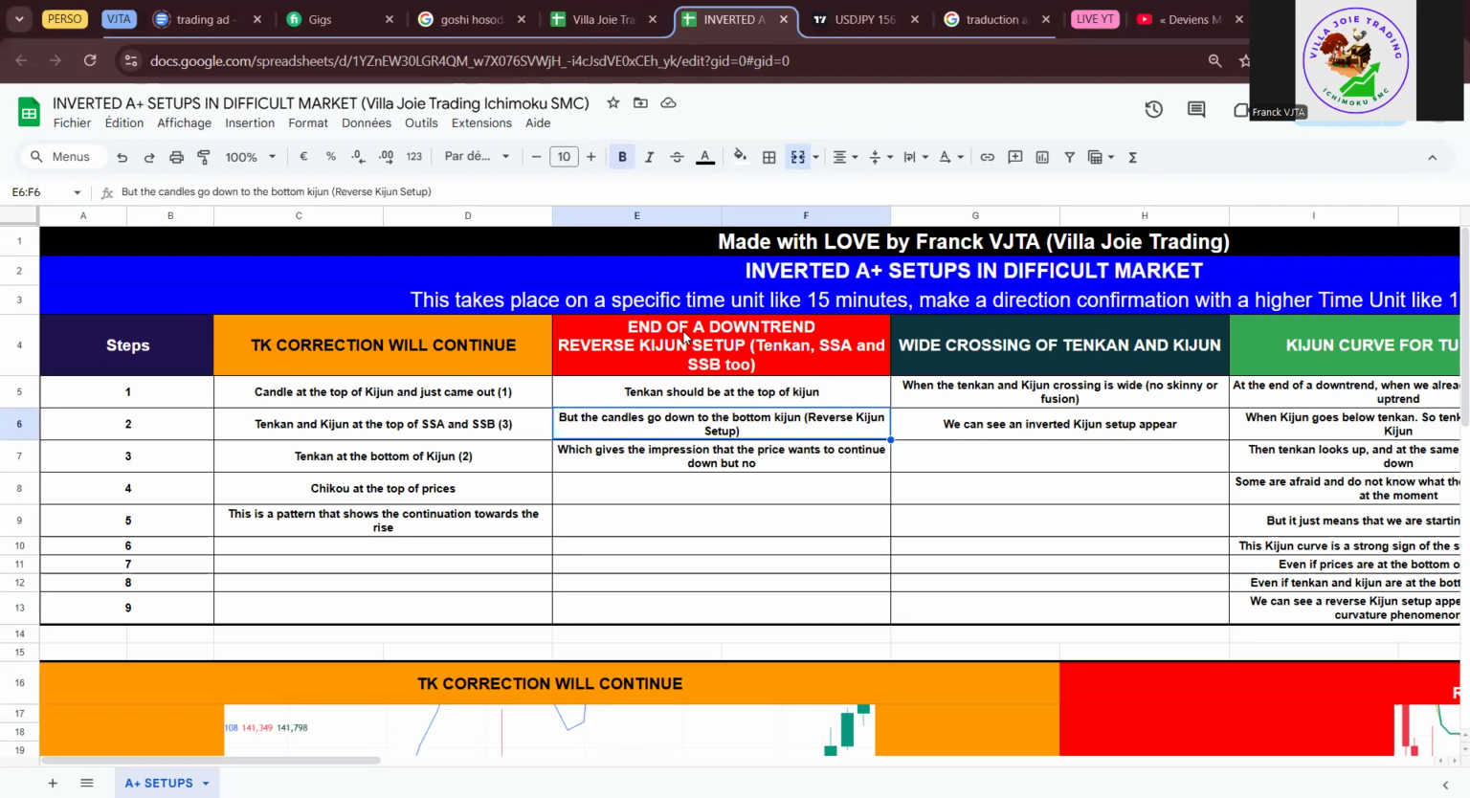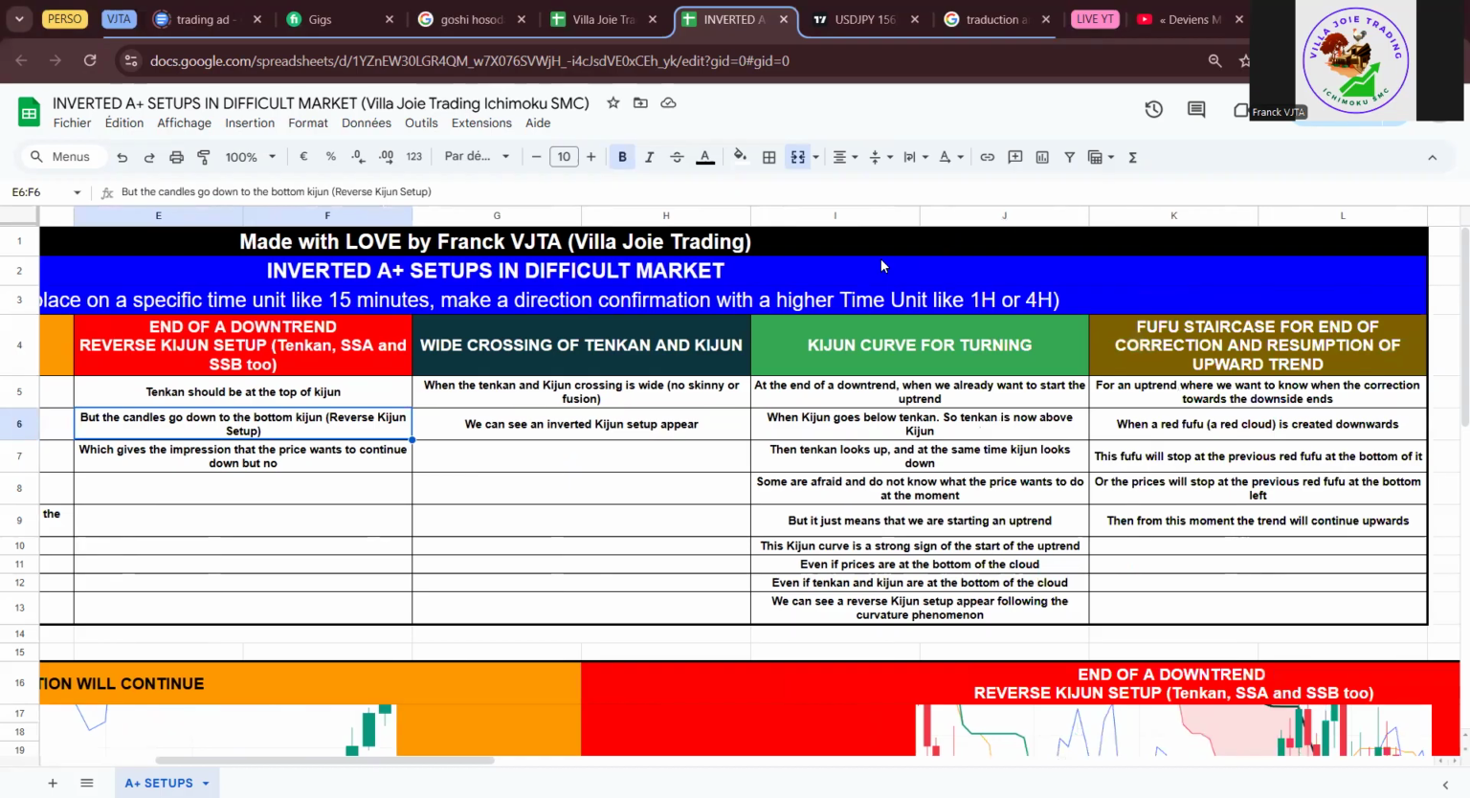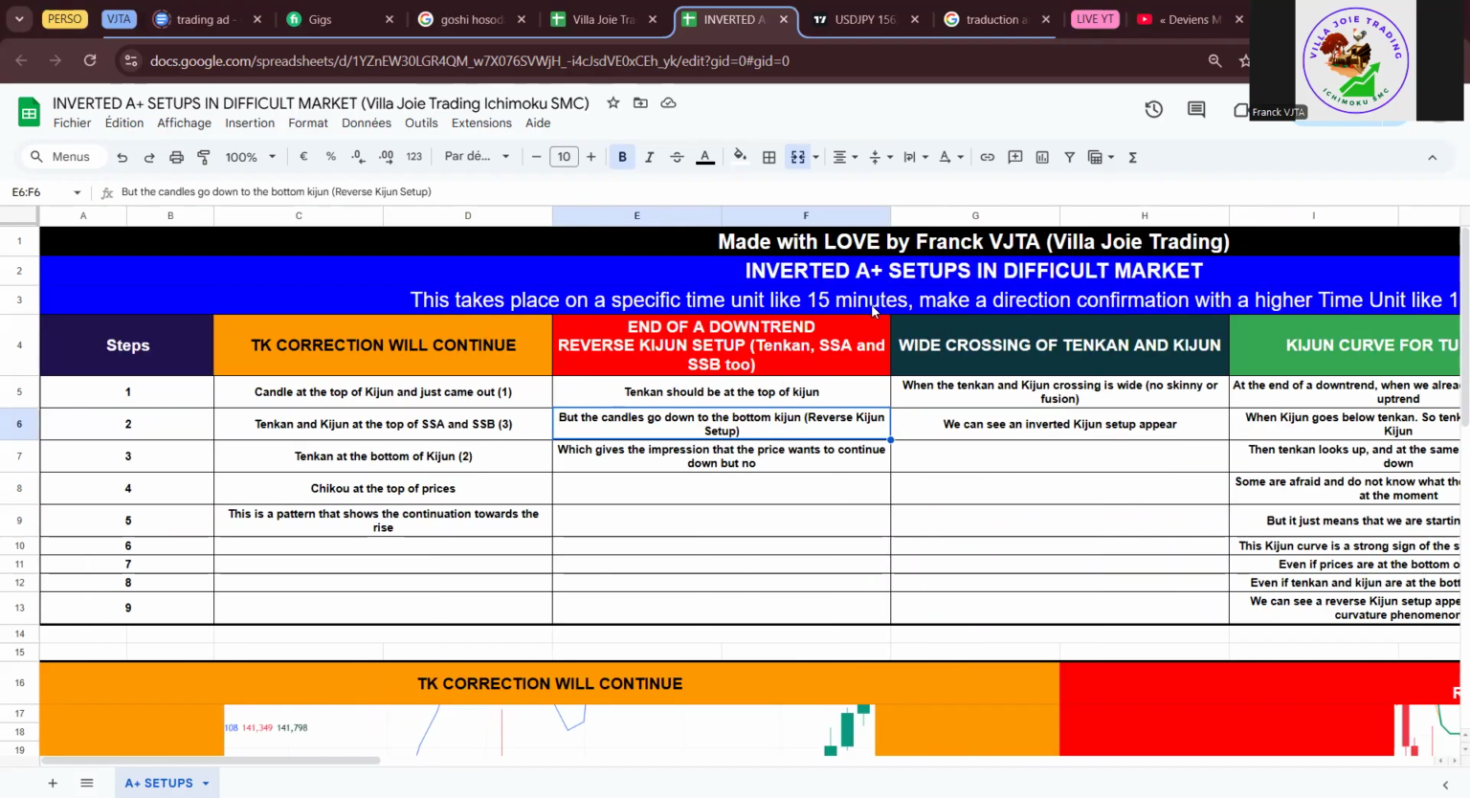I will analyze mainly the 15 minutes. Most of the time, those difficult markets happen on 15 minutes, 5 minutes, 1 minute. So I will analyze 15 minutes only. And then most of the time you can go on 1 hour, 4 hour to have some confirmation about the direction bias.